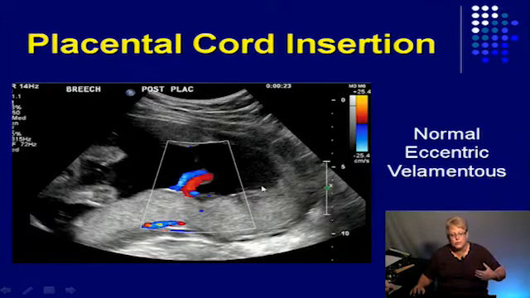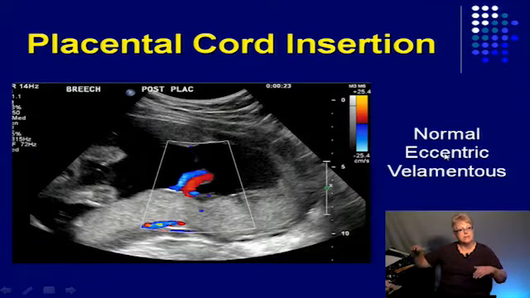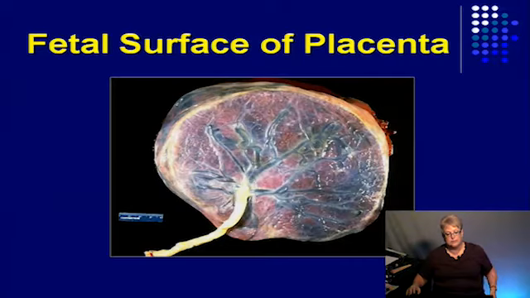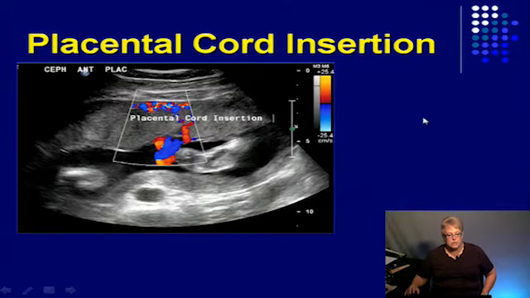Marginal is when it's within 2 centimeters at the edge of the placenta. And then velamentous is when it's into the membranes, and the vessels are a little bit more vulnerable because they're traveling through the membranes over to the placenta. This is what the fetal surface of the placenta looks like. This is thanks to some of the docs that I work with. They give me these images to look at.